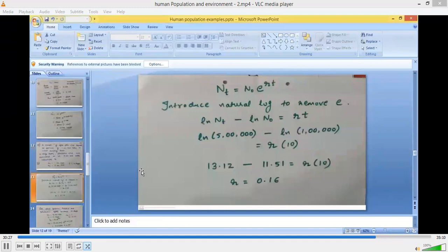Now Nt is equal to N naught e raised to rt. So technically, what happens is what I have written over here. So log of 5 lakh minus log of 1 lakh is equal to r into t.